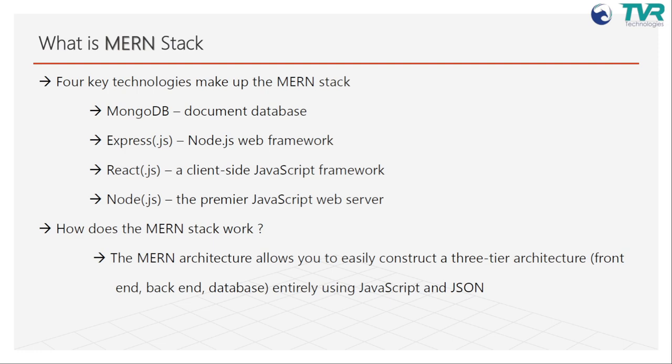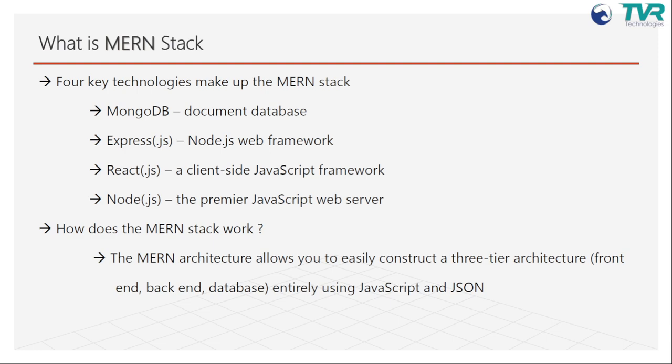The first one, MongoDB, we use as a document database, and Express.js is the framework of Node.js. React.js is a client-side JavaScript framework or library, you can say. Node.js is a JavaScript web server. And here the MERN stack actually constructs a 3-tier architecture.